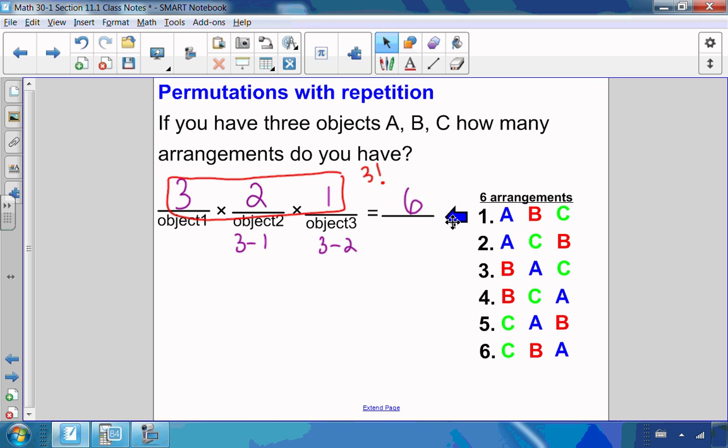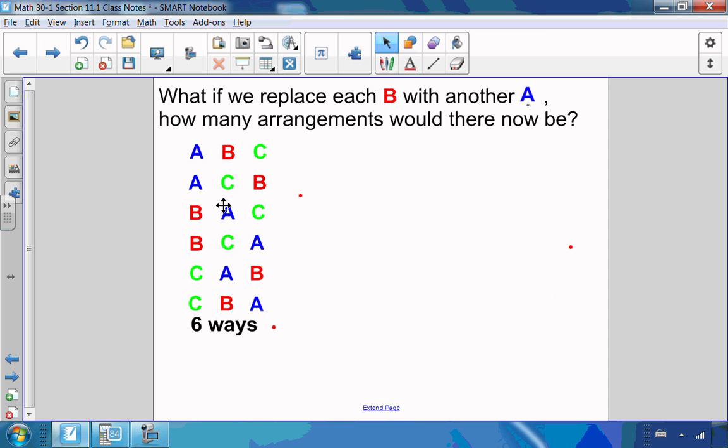Now let's introduce a repetition. So we're going to take these A, B, C, A, C, B, etc., all 6 arrangements, there they are, and we're going to replace every B with another letter A. So I'm going to replace every B with a letter A. And I want to know how many arrangements I'm left with.